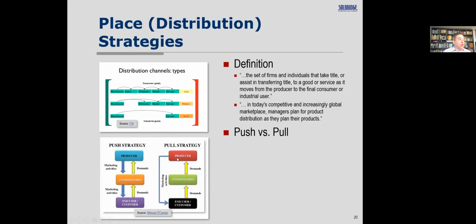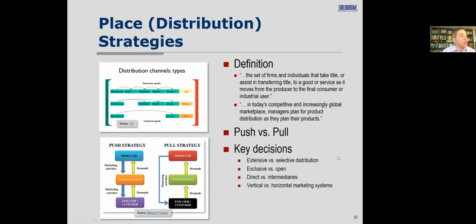We have a push versus pull strategy in distribution. In a push strategy, the producer does various marketing activities on the intermediaries, and those intermediaries, the distributors, etc., will then do marketing activities for the end user. In a pull strategy, the end user will basically, through the intermediaries and so forth, make inputs into the producer, and then the marketing activities go directly to the end user. So a push versus pull distribution strategy.